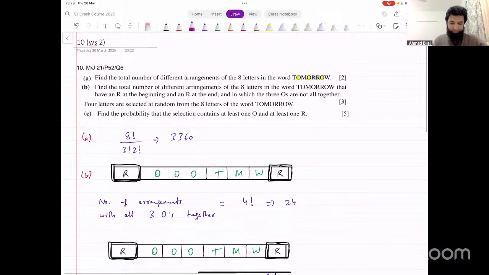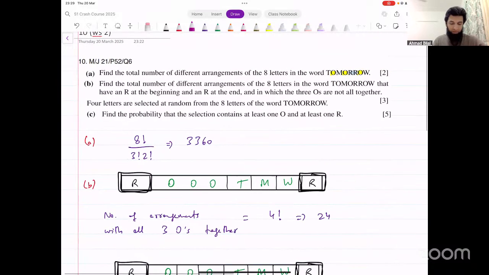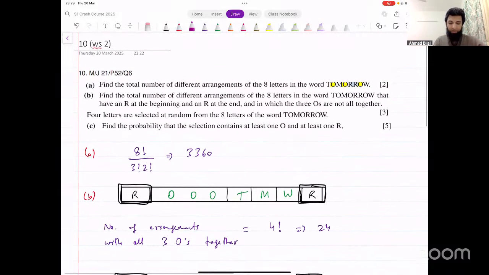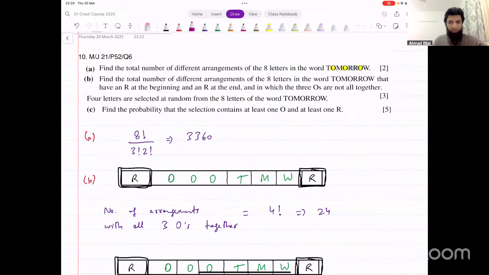Okay. This is June 21, paper 5-2. Question number 10 from the worksheet. Let's look at part C now. 4 letters are selected at random from the 8 letters of the word tomorrow. Find the probability that the selection contains at least one O and at least one R.